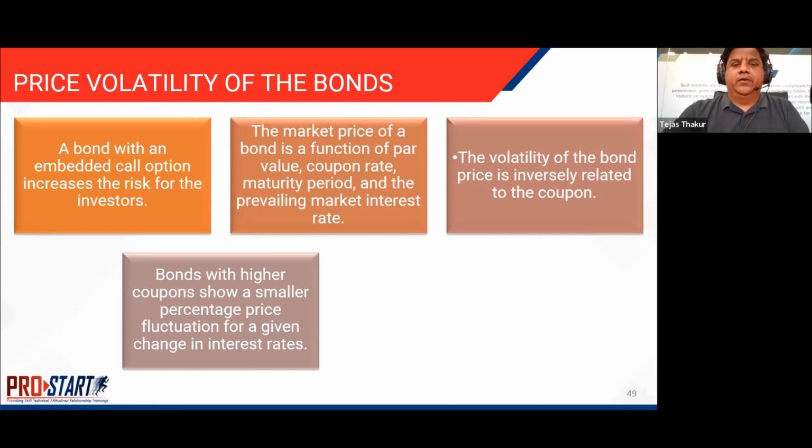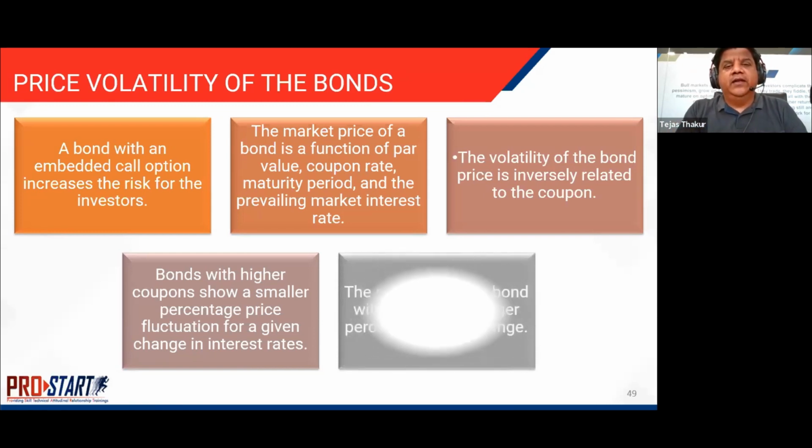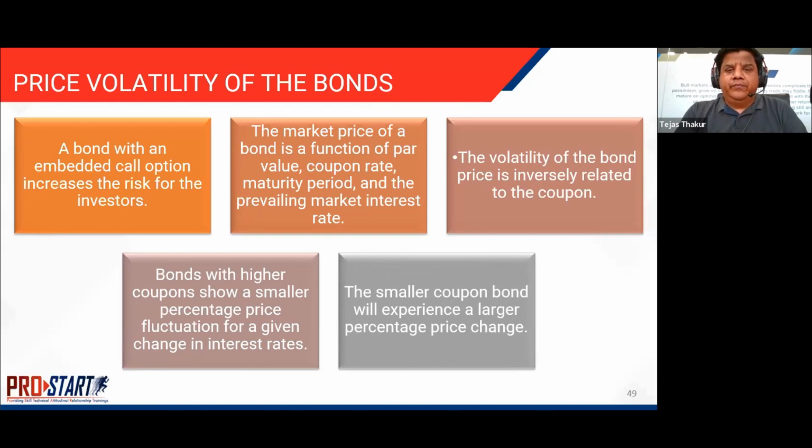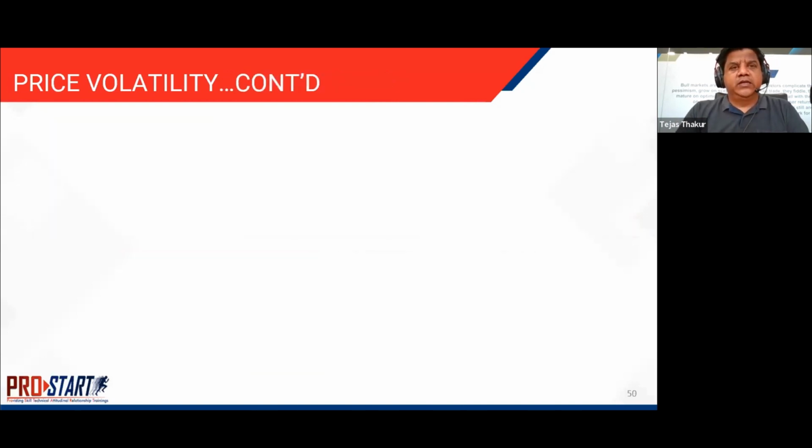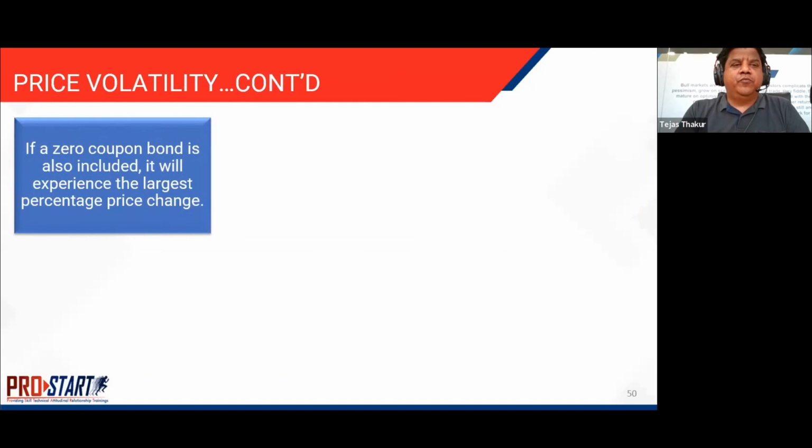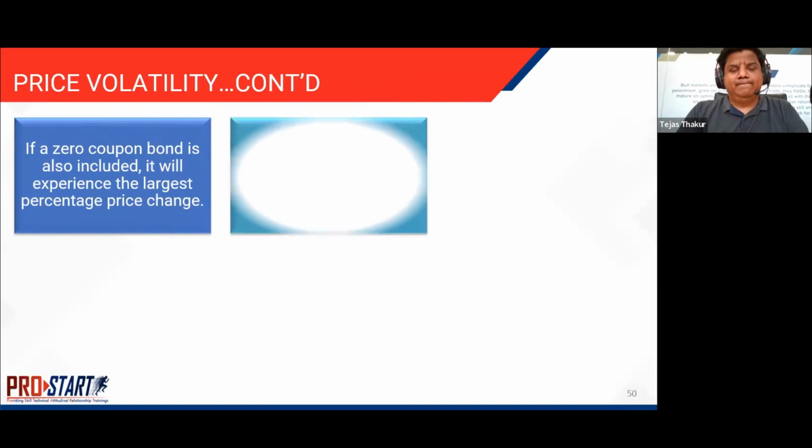Coming to the next one. Bonds with higher coupon show smaller percentage of price fluctuations for a given change in the interest rates. Because obviously if the coupon is at a higher value, small changes in interest are just a fraction of the overall bond price and bond coupon amount, and it will not change so much. Finally, bonds with smaller coupons will experience larger percentage of price changes. Fine. So let's move forward. If a zero coupon bond is also included, it will experience the largest percentage price change.